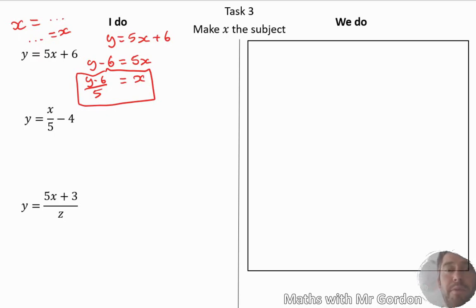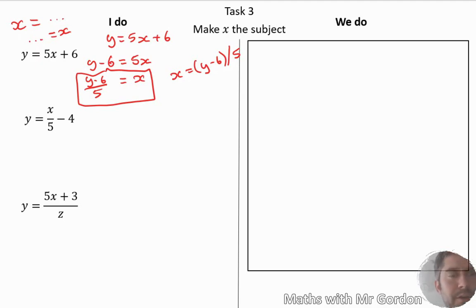Now, when you're writing these up on the computer, you can't really do this, put y minus 6 all over 5. So what you want to do instead is put a bracket around y minus 6. And then for the fraction there, you want a forward slash 5. So that's how you should be writing this same one on the computer. Again, you could have the x equals on the other side if you want.